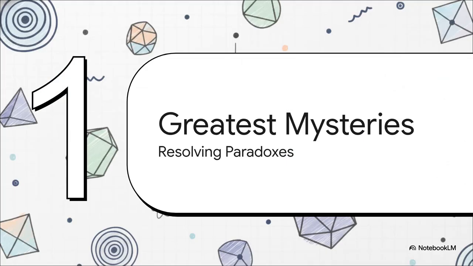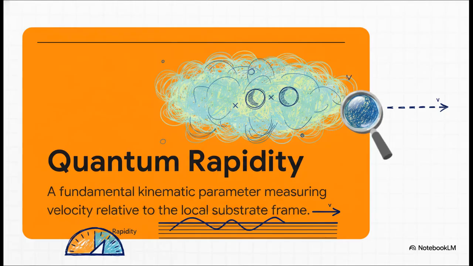Moving right along to Section 2, solving the greatest mysteries. To really see how this rewrites physics, we have to look at the classic paradoxes. Things like Schrödinger's cat, wave-particle duality, and spooky action at a distance. Traditionally, quantum mechanics tells us that particles exist in this fuzzy probability wave until they are measured, and then suddenly the wave mysteriously collapses. But foundational substrate theory throws that out.